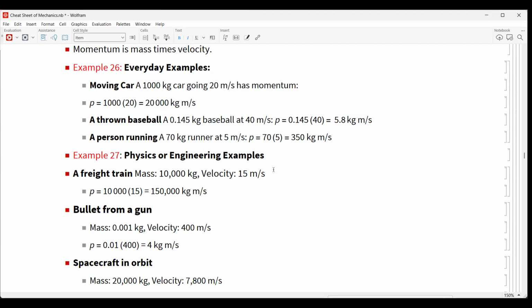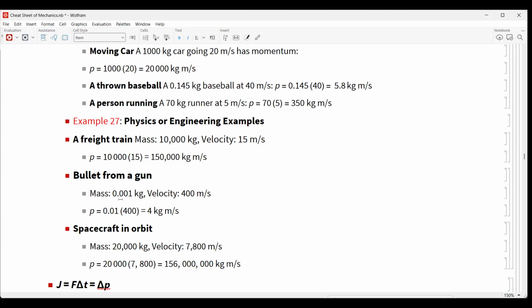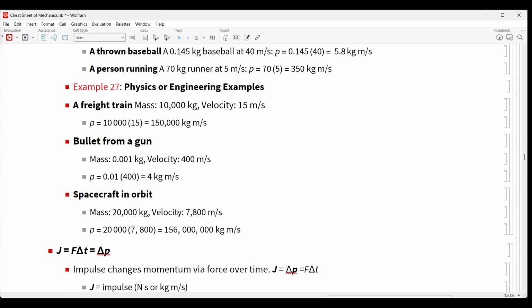Physics or engineering examples: a freight train, mass 10,000 kilograms, velocity 15 meters per second. The momentum is 10,000 times 15. So mass times velocity is 150,000 kilogram meters per second. A bullet from a gun: the mass of the bullet is 0.01 kilogram. The velocity of the bullet is 400 meters per second. So mass times velocity, 0.01 times 400, in kilogram meters per second.